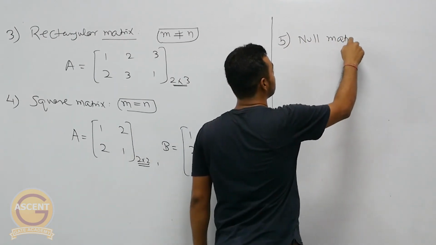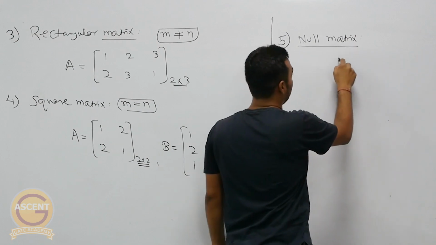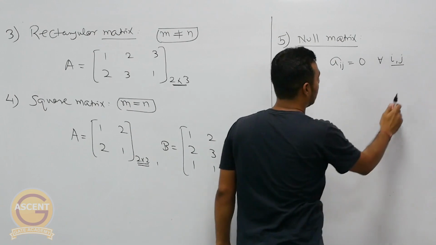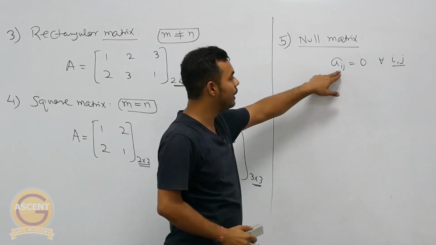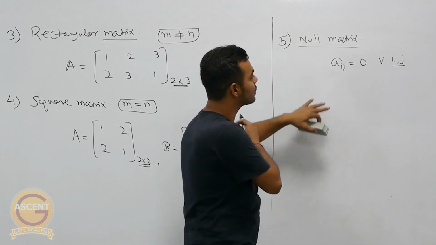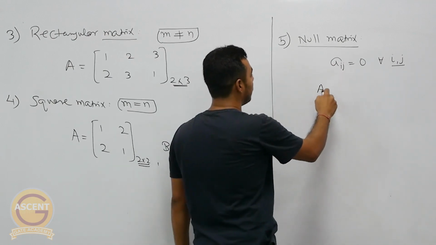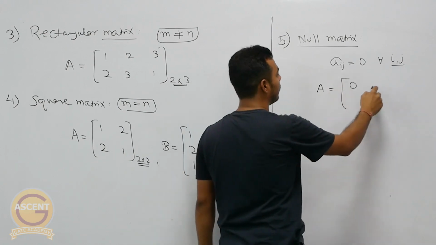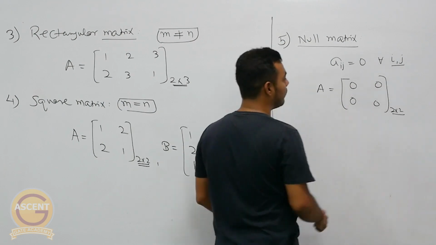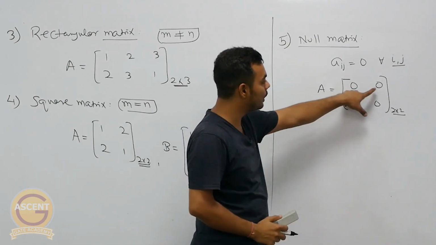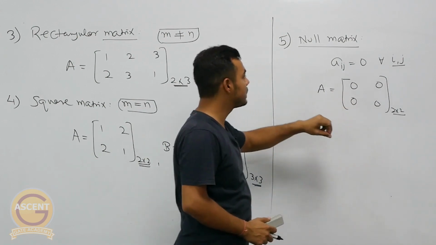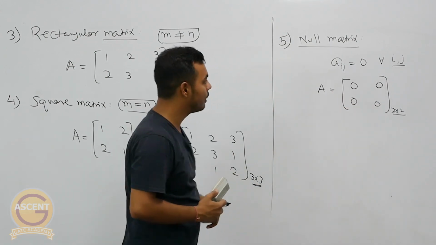Now the definition of this null matrix is Aij is 0 for all i, j. Now what is the meaning of this? Aij is the element in the ith row and jth column, and Aij is 0 for all i and j. So this means all the entries are 0. Simply, if all the elements are 0, say if I have a matrix of order 2 into 2, it has 4 elements and all the 4 elements are 0. A11 is 0, A12 is 0, A21 is 0, A22 is 0. So if all the elements are 0, then the matrix is called a null matrix.